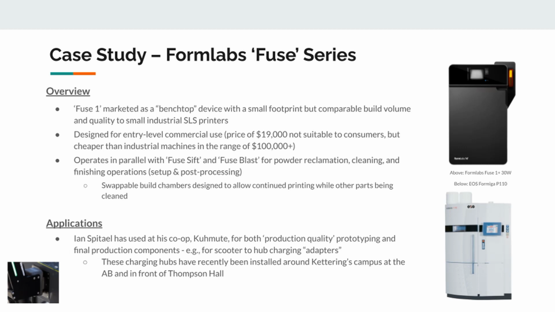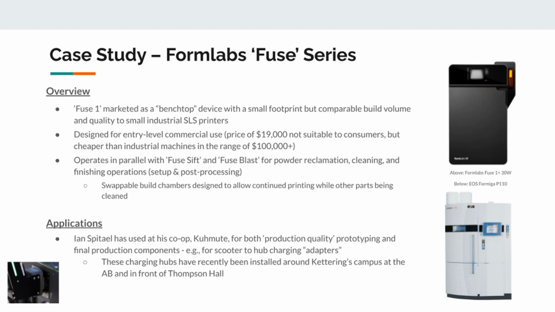Alongside these printers, other parts of the Fuse lineup are the Fuse Sift and Fuse Blast, which, together with their SLS printer, comprise a comprehensive setup, manufacturing, and post-processing workflow. The Sift is used to prepare the mixed nylon powder for the printer, which typically uses a 30 to 40% refresh rate, signifying a ratio of 60 to 70% old powder from previous prints and 30 to 40% fresh powder. This station also includes a vibrating sifter used to break up packed powder after a print is complete, which then feeds into the refresh hopper for the aforementioned powder mixing.